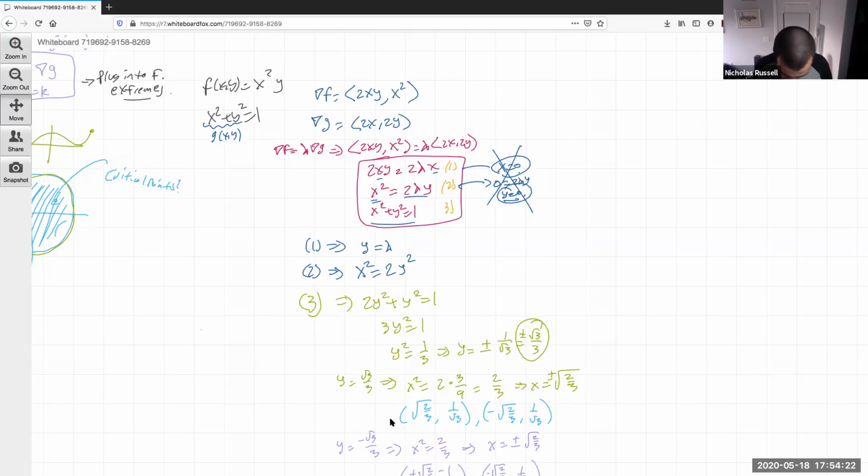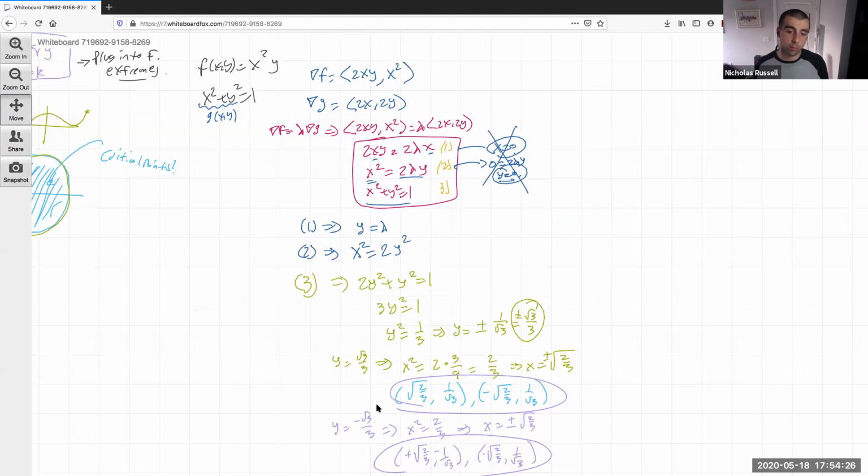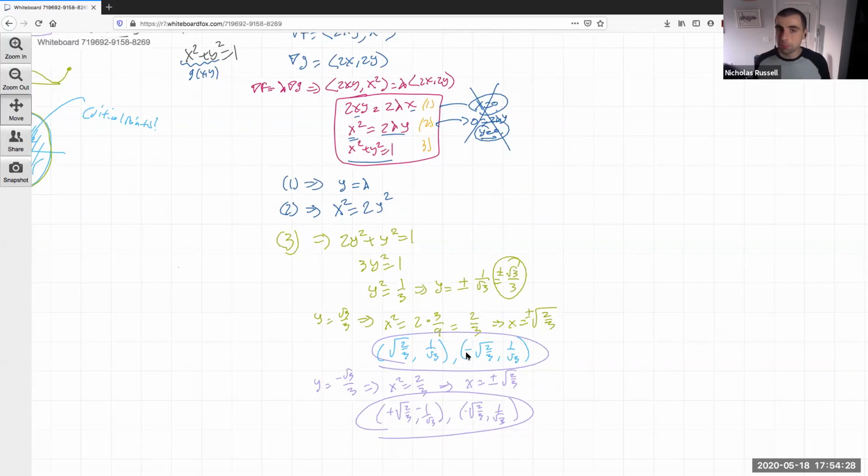And so these are the points that could make positives or negatives. Now you might get some extraneous solutions, which might just not work, and that's okay. The Lagrange multiplier just gives you all the possible options that would be extreme values.